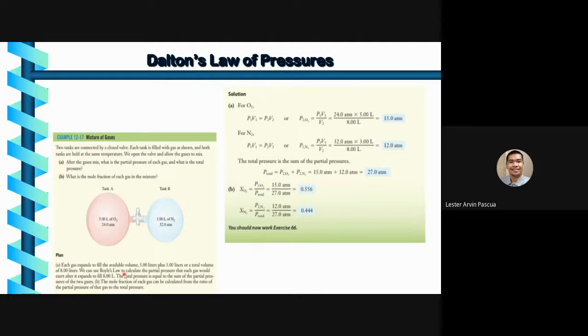sabi nga, di ba, your gas will expand to fill the available volume. So 5 liters plus 3 liters, ang total volume mo ngayon magiging 8 liters na. So you can use Boyle's law to calculate the partial pressure that each gas would exert after it expands to fill 8 liters. Okay? So, dito sa solution mo, you just use Boyle's law. So, your P1 V1 is equal to P2 V2.